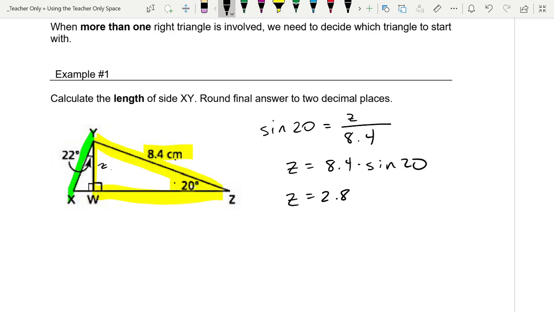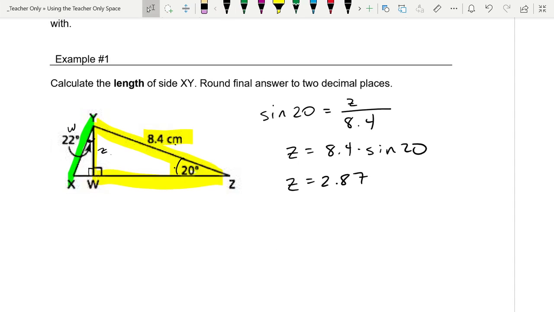Now, I'm not going to round that because that's not my answer. That's not really what I'm looking for. I'm looking for side xy, which in this triangle I could call little w. So I'm looking for little side w. So I now know that's a hypotenuse in that little triangle. And this z was opposite to the 20-degree angle, but it's adjacent to this 22. So now it's a cosine problem.